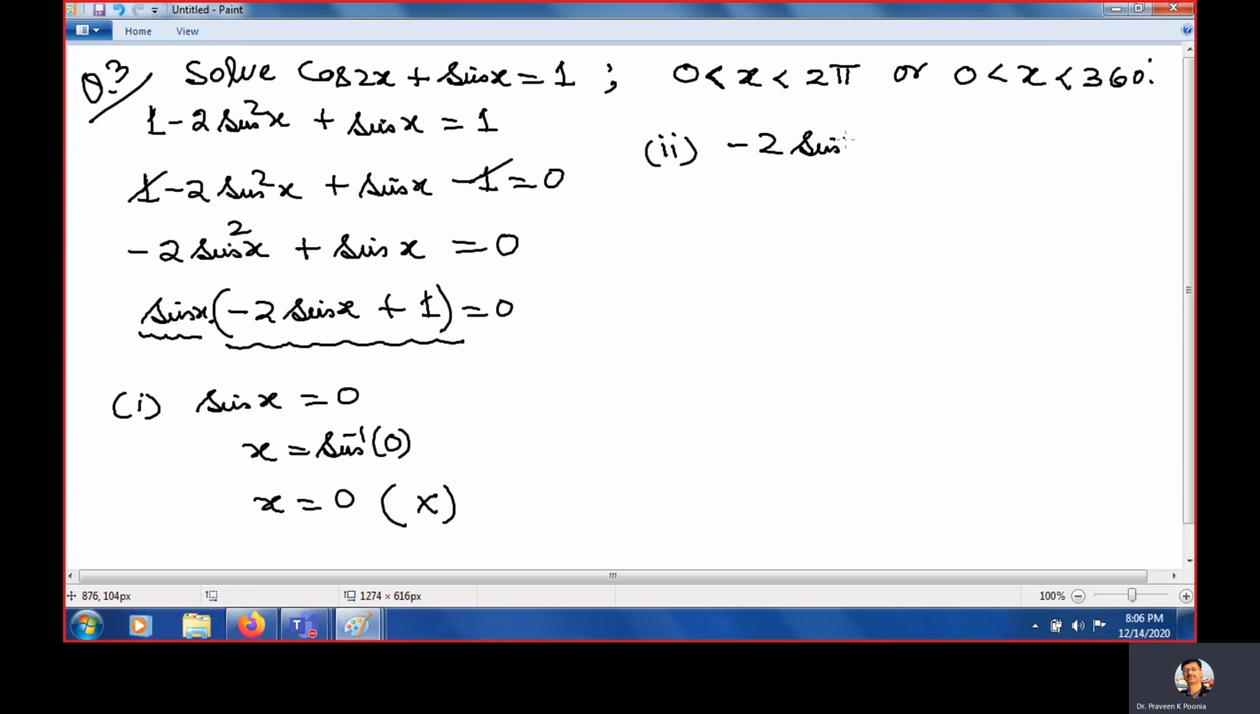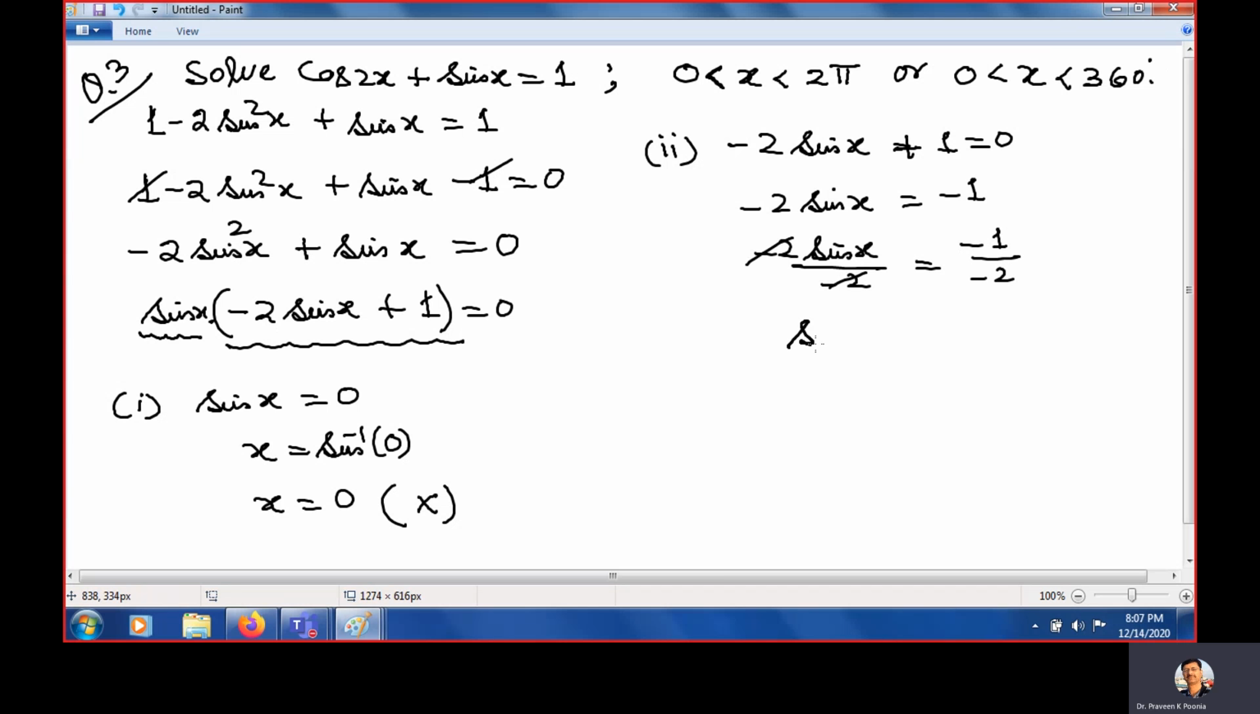Minus twice of sin x plus 1 equal to 0. Minus twice of sin x equals minus 1. Divide by minus 2: minus twice of sin x divided by minus 2 is minus 1 upon minus 2. The minuses cancel. So sin x is equal to 1 upon 2, and x is equal to sine inverse 1 upon 2.